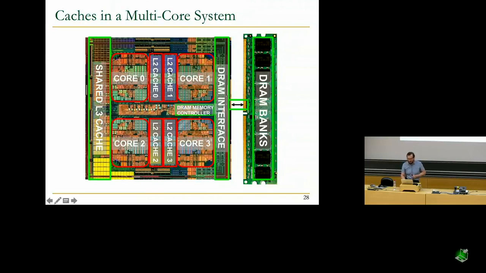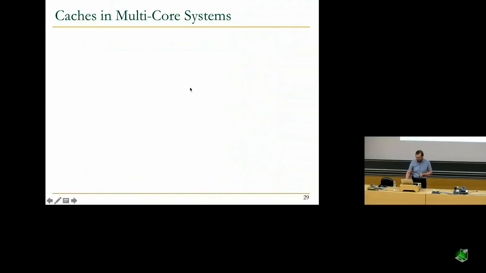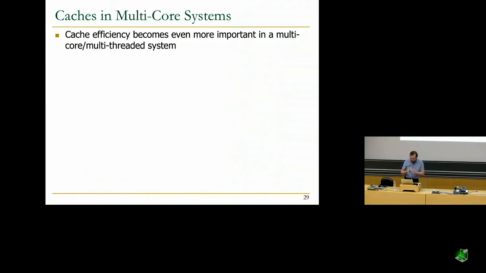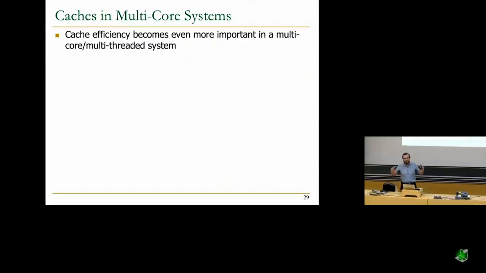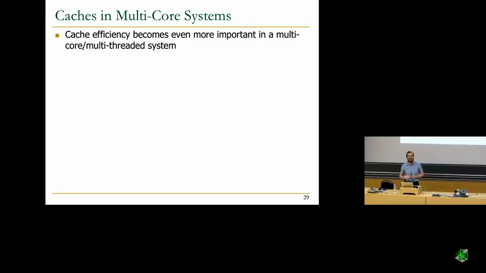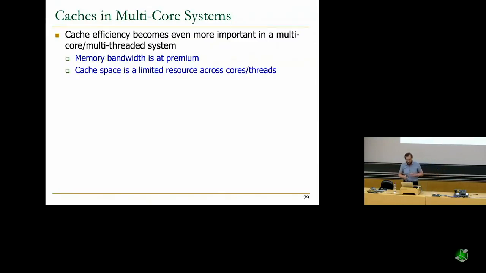So caches exist, and there are different trade-offs in multi-core systems. Basically, one of the issues is cache efficiency actually becomes even more important in a multi-core or multi-threaded system, because you have more threads or more cores requiring data, and you need to cache things very well. And if you're not being intelligent about it, one core can destroy the locality of another core, or one thread can destroy the locality of another thread. And if this happens, you have not only a locality problem for that thread, but also a bandwidth problem, because memory bandwidth is really important if you're having many, many threads, as we've seen in GPUs. So cache space is a limited resource, memory bandwidth is a premium, so caching becomes even more important in multi-core systems.